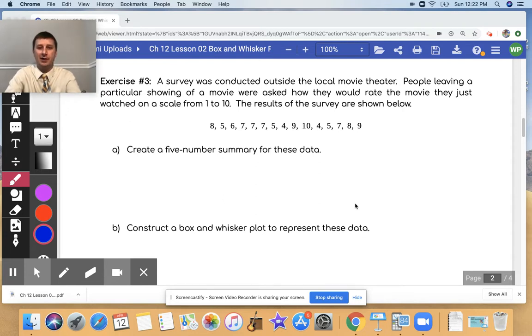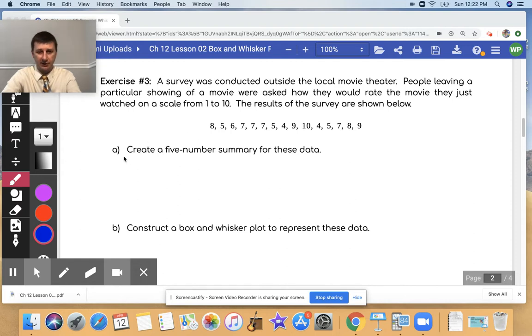We are continuing on in our study of statistics, and we are on Lesson 2 that deals with box and whisker plots. So in exercise number 3 right here, we have a survey that was conducted outside the local movie theater. People leaving a particular showing of a movie were asked how they would rate the movie they just watched on a scale from 1 to 10. The results of the survey are shown below. So we have an 8, a 5, 6, 3 sevens, a 5, a 4, a 9, a 10, a 4, a 5, another 7, an 8, and a 9. So it's a pretty decent movie, I'd say.